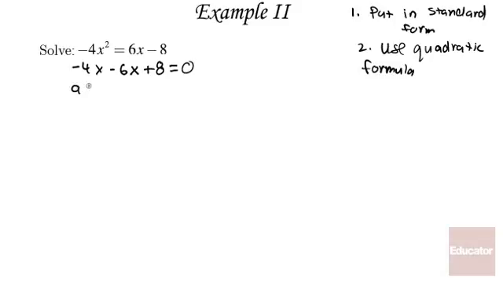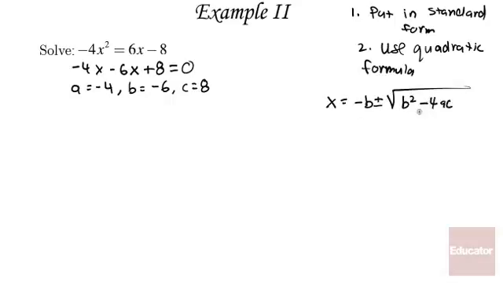I always stop and jot down what a, b, and c are, especially when I have negative signs involved. A is negative 4, b is negative 6, and c is 8. Second thing to jot down, if you don't really have this down, is the quadratic formula. X equals negative b plus or minus the square root of b squared minus 4ac divided by 2a.